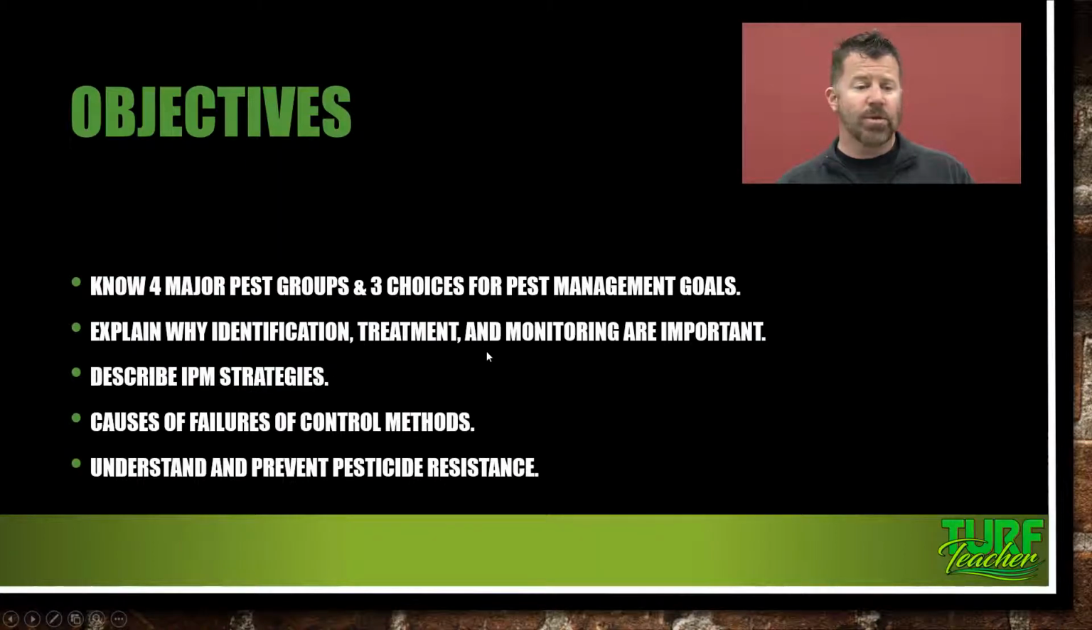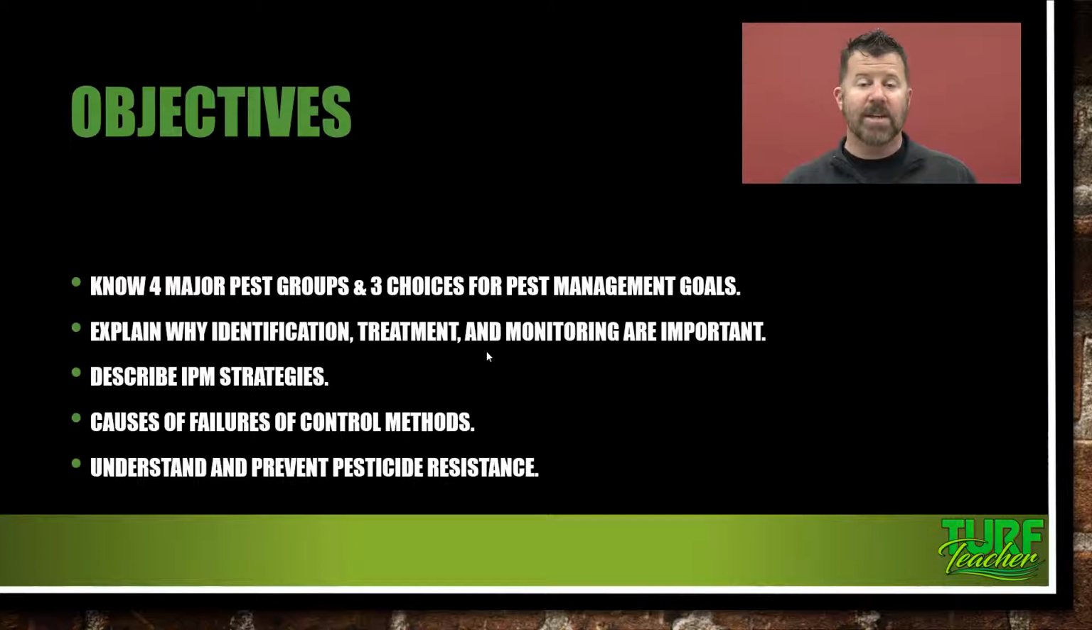Our objectives for this course: we're going to know the 4 major pest groups. We're going to know the 3 choices for pest management goals. We're going to explain why identification, treatment, and monitoring are important. We're going to describe IPM strategies. We're going to know the causes of failures of control methods that we use in the landscape.